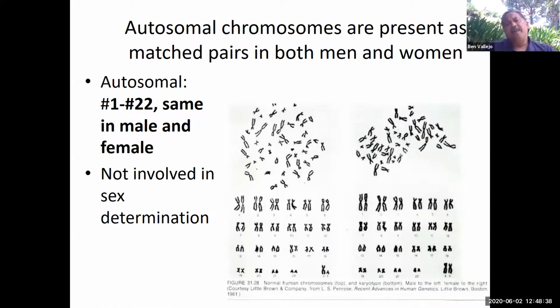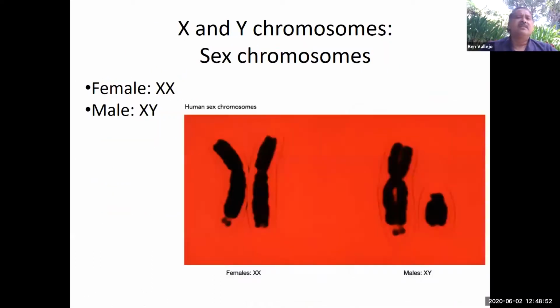Those first 22 pairs are the same in males and females. They're called autosomal chromosomes. But that 23rd pair you can see is different. Take a look at that one compared to that one. And just so we can see it bigger, this 23rd pair is called the sex chromosomes. This is a female's sex chromosomes, and this is a photo of a male's sex chromosomes. This is called XX, and this one's called XY.